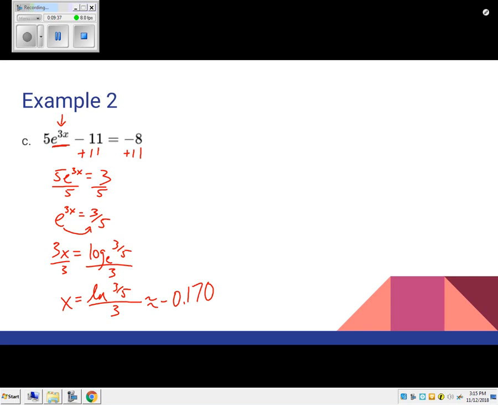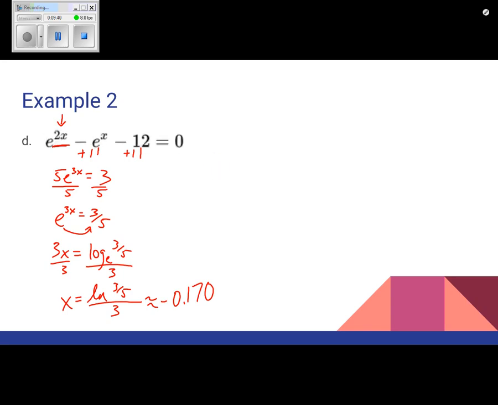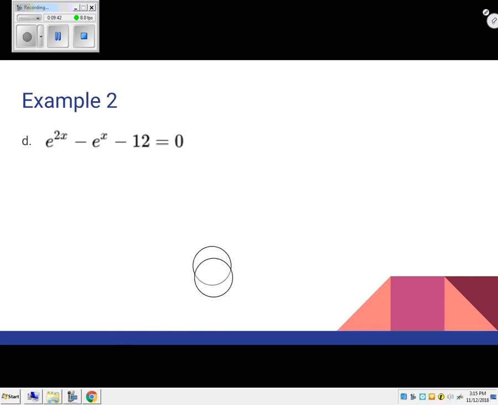Got one more. We got multiple e to the x's on this. We actually have an e to the 2x. So we're going to be a little bit careful with this. Now, we've worked a problem like this before. I want you to see the similarities between this problem and u squared minus u minus 12 equals 0. It is the same problem. We're still going to factor it just as we factored this u squared minus u minus 12 equals 0 back at the beginning of the semester.